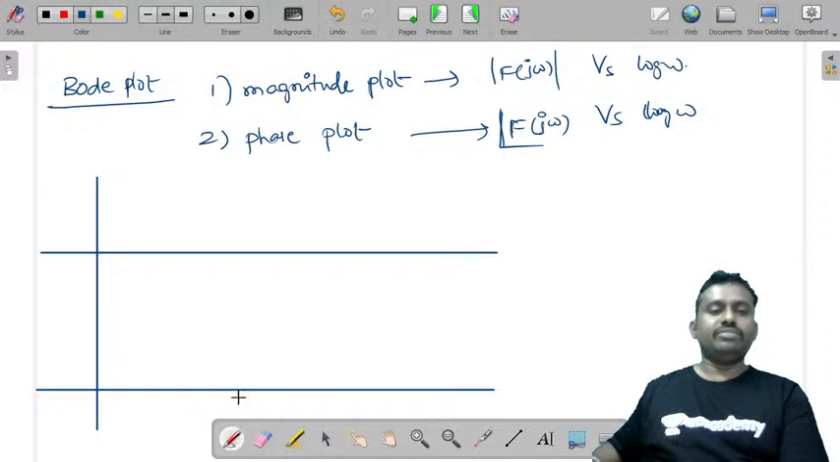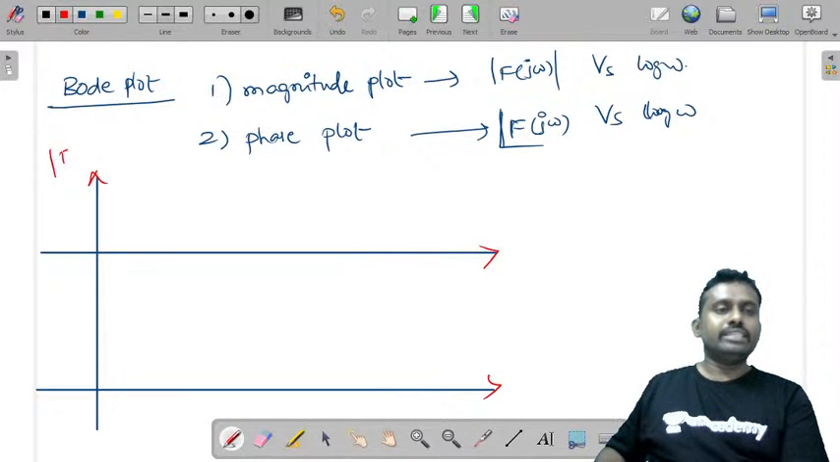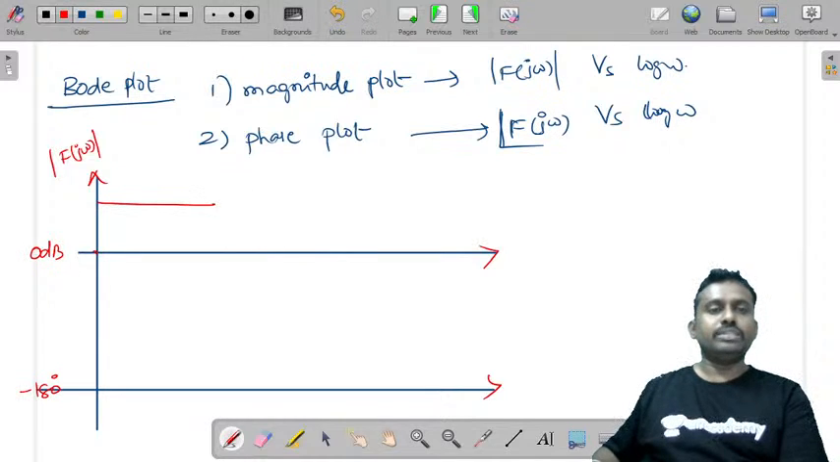Plots, if they are drawn on a single line, that would give you, on a single graph, a very good picture of what is going on. Magnitude is written as mod of f of j omega in dB, and this is considered as the 0 dB line reference, and here minus 180 degrees is taken as the reference. So this magnitude plot is generally a straight line approximation, something like this, or you can get different graphs.